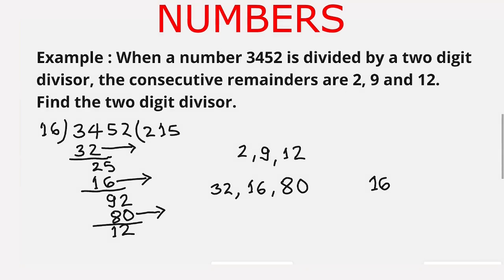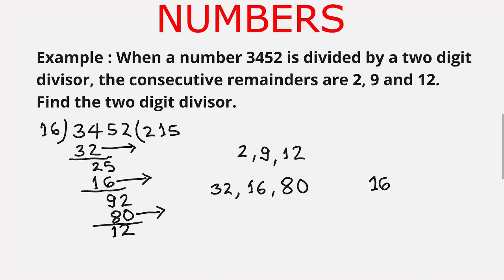One important thing: as the consecutive remainders are 2, 9 and 12, these are 3 consecutive remainders. That is why we left the last 2 digits of the given number, which are 5 and 2, and we started dividing taking the number 34.